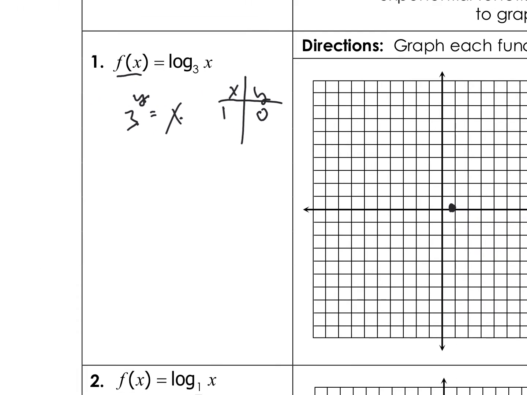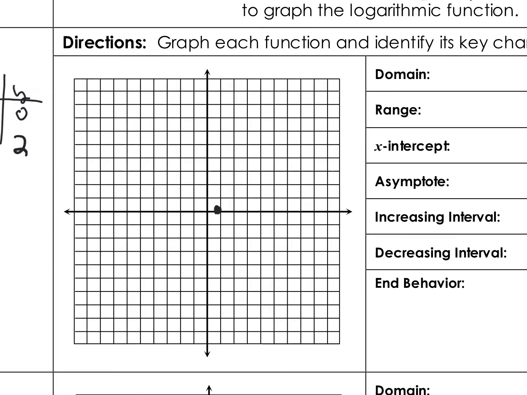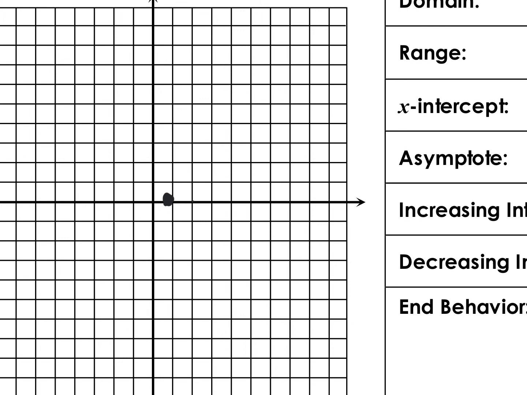Let's do, what if y was 2? 3 to the 2 is 9. So now I gotta go 9, 2. 1, 2, 3, 4, 5, 6, 7, 8, 9. 1, 2.